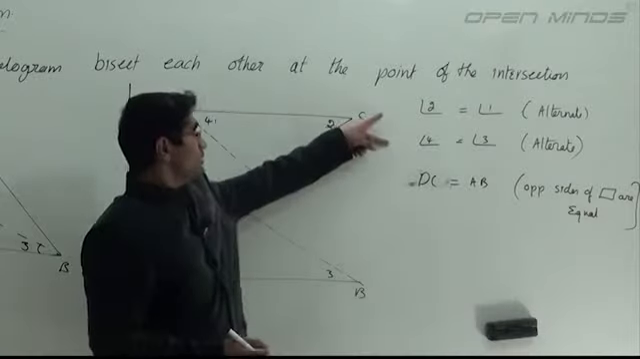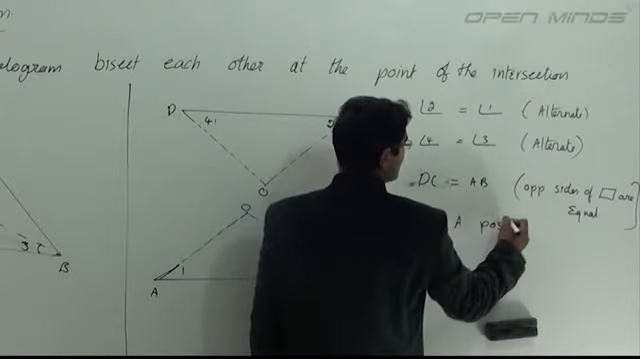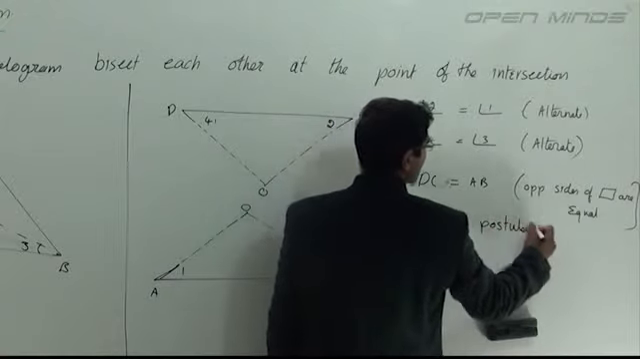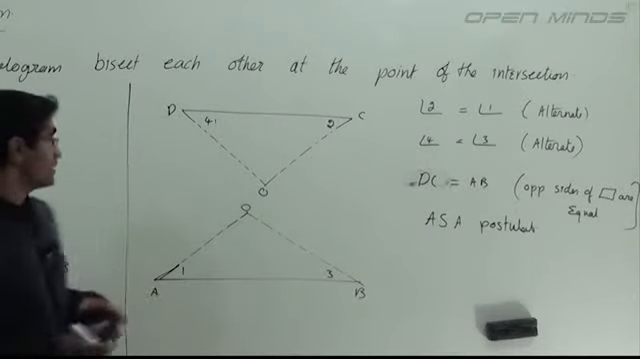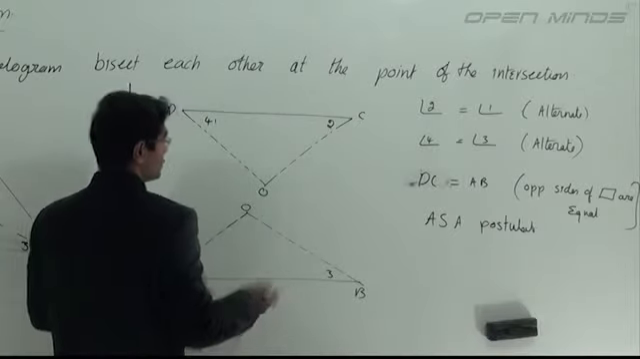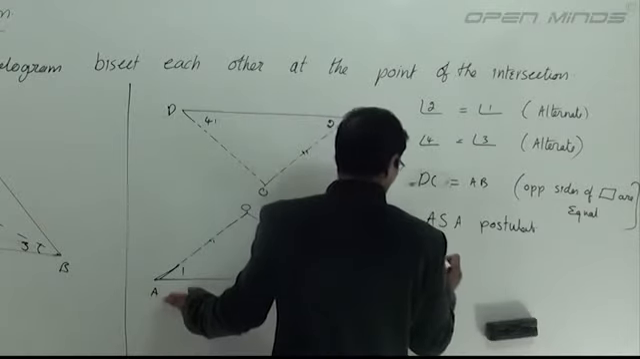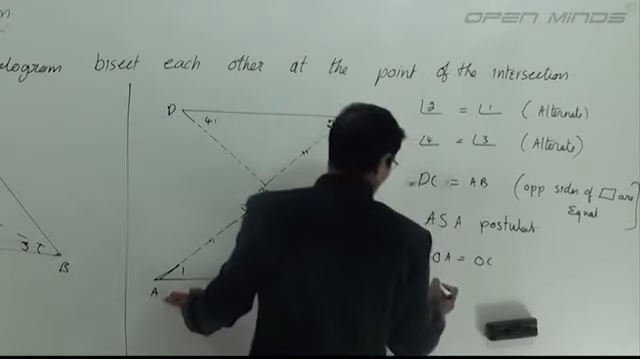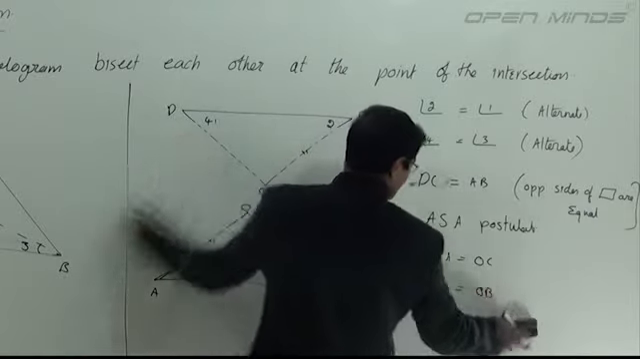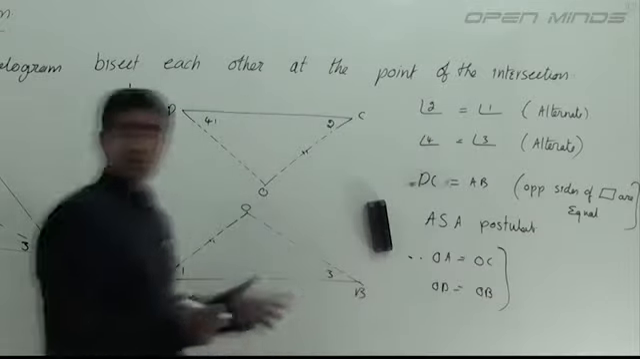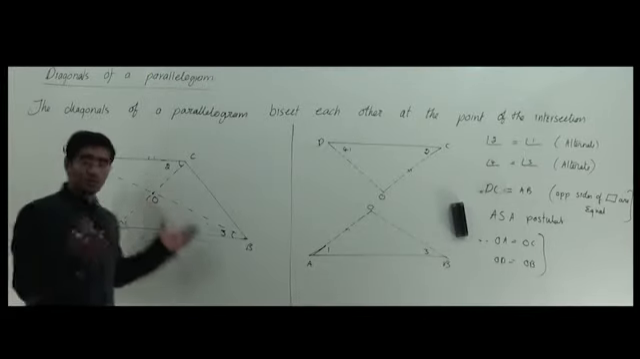So I have two angles equal and one side equal. So from the ASA postulate, I can say that these two triangles are congruent. Once I say two triangles are congruent, what can I do? I can write the corresponding sides to be equal. It means this side is equal to this side. So therefore, I have OA equal to OC, and OD equal to OB. That is nothing but these diagonals intersecting at this point, and definitely they are bisecting each other. That's all about it. All right.